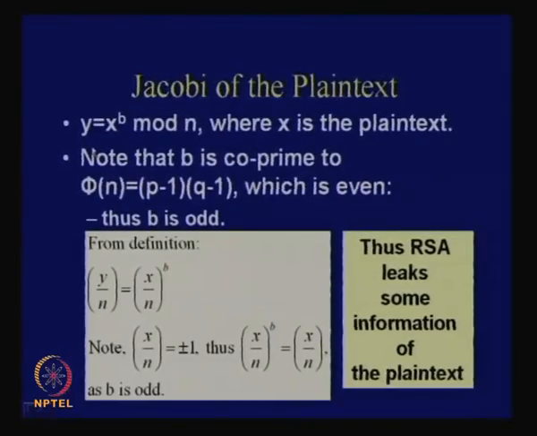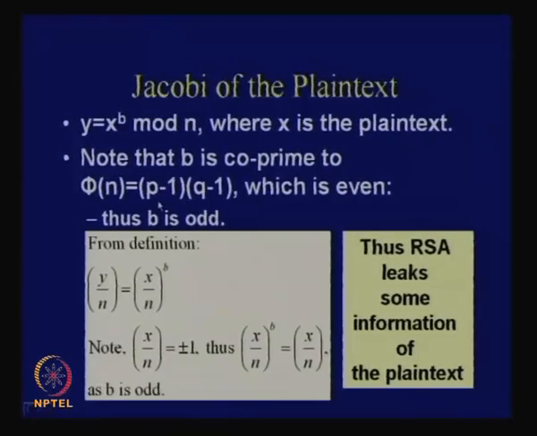We know that the RSA function is like this: y is equal to x power b mod n. Here x is your plain text and b is the encryption exponent. Everybody knows the value of b. Note that b is co-prime to phi n, because we need the inverse of b in mod phi n. Phi n is equal to p minus 1 into q minus 1.